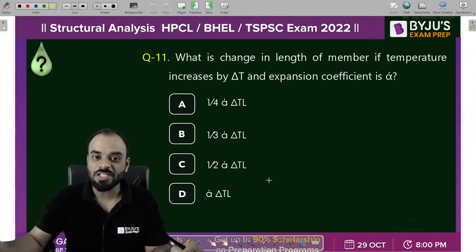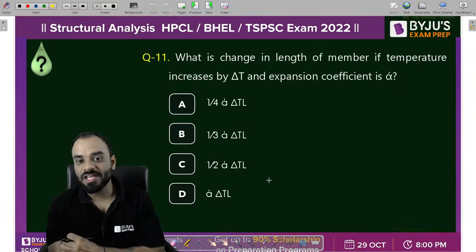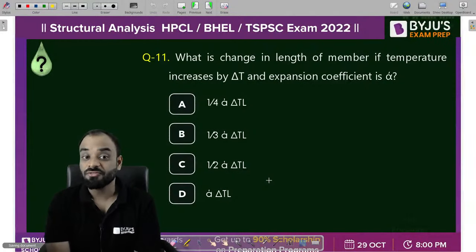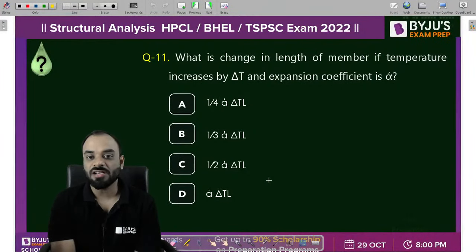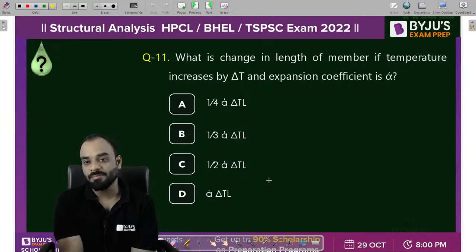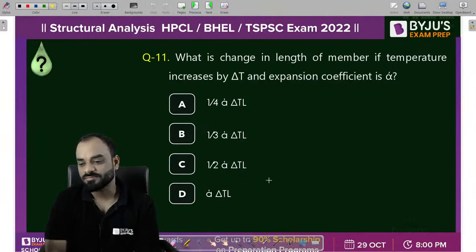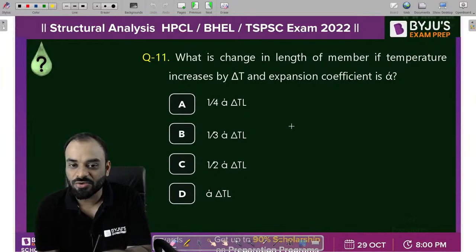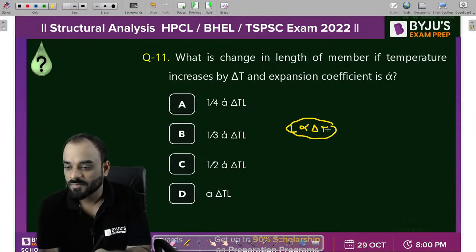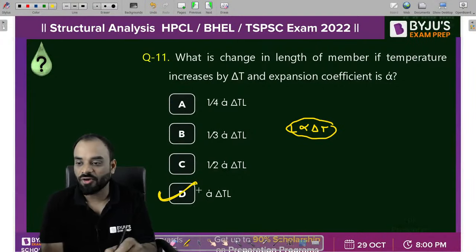Okay. Let's move to the next question. What is the change in length of a member if the temperature increases by delta T and the expansion coefficient is alpha? Very simple question. L alpha delta T. We know that, guys. L alpha delta T should be the answer. Right? So D is the correct answer for the problem.